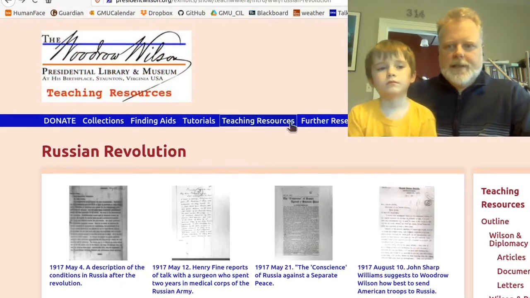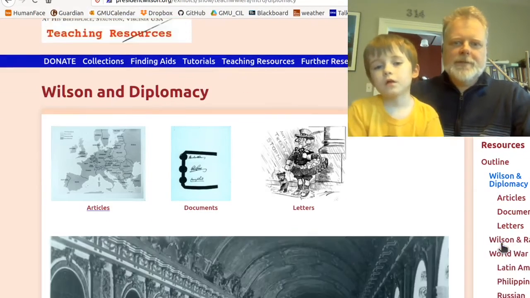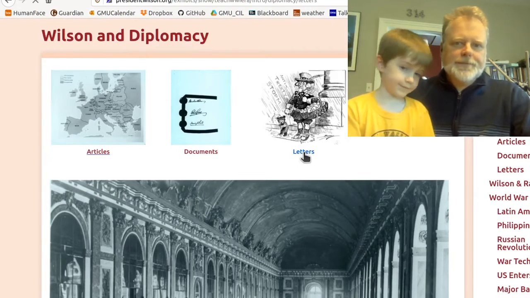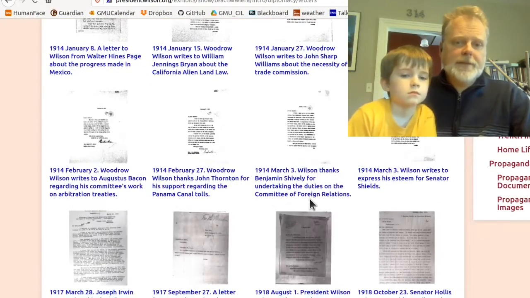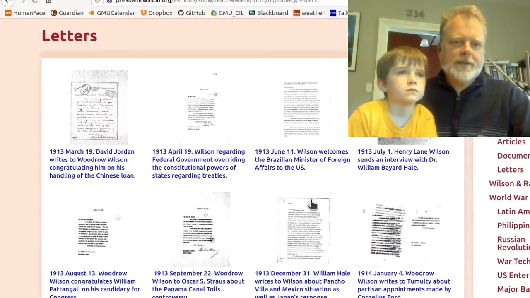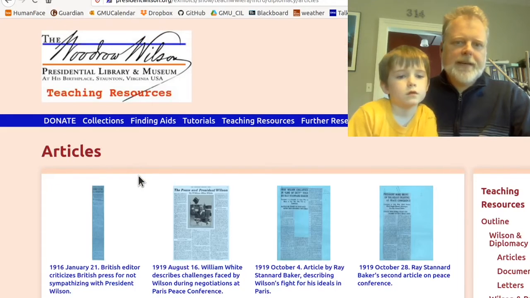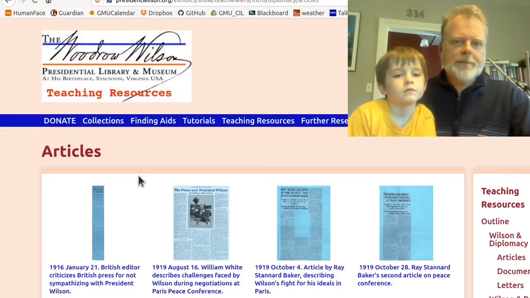And if we are looking at Wilson and diplomacy, you'll see it's organized where we have letters. So these are letters going back and forth about the diplomacy with things like Mexico and during World War I and so forth. But then you can also go just directly to articles about the period that we have in our collection. A lot of them are newspaper articles, and kind of get a feel for what people were saying at the time.